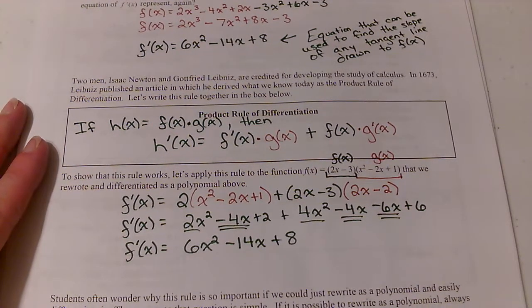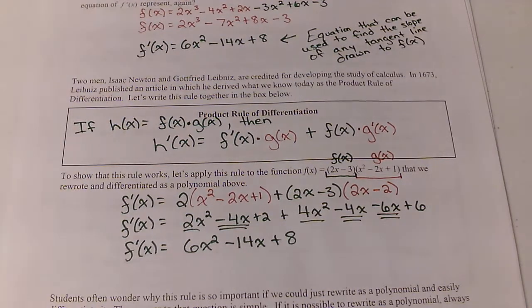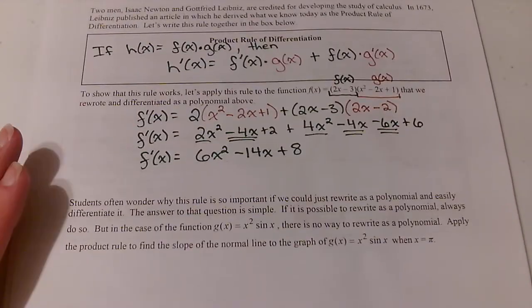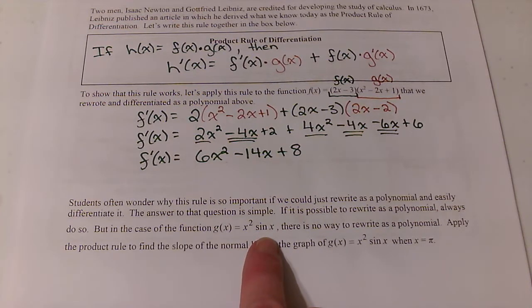Well, that's awesome. I mean, that was actually less steps, right? So why in the world would I want to do that? Well, there are times like this, x squared sine x. I can't distribute that. I cannot rewrite that as a polynomial. The only way I could take the derivative of it is to actually use the product rule.